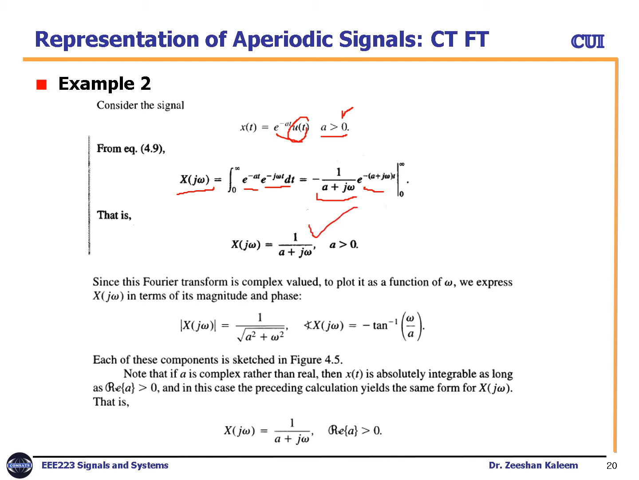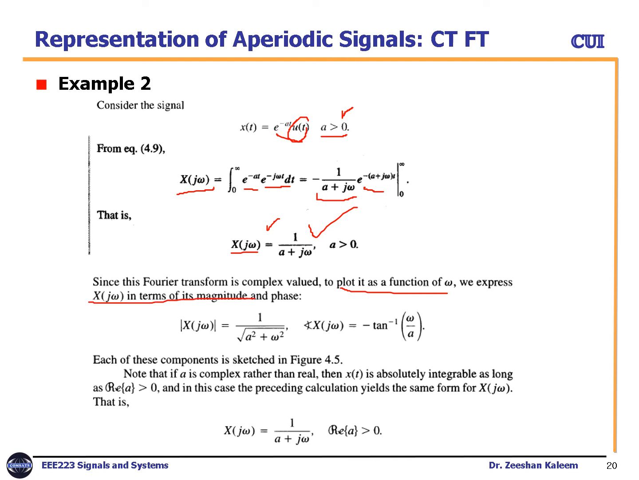As you can notice from here, X(j omega) is a complex term. Complex value means it has a real part and the j part as well. So we have two things here. To plot this signal, we now need magnitude and angle. Since the Fourier transform is complex valued, to plot it as a function of omega, which means frequency, we express X(j omega) in terms of magnitude and phase.